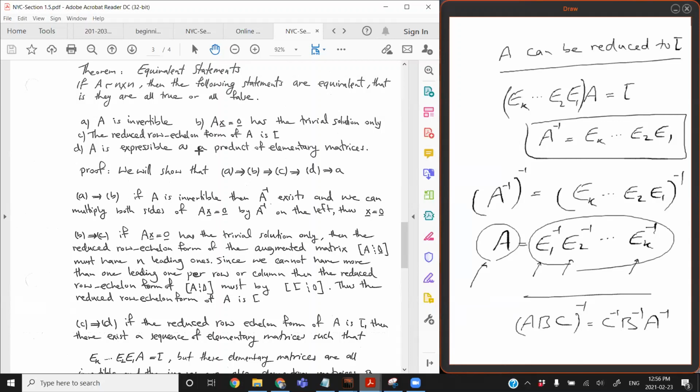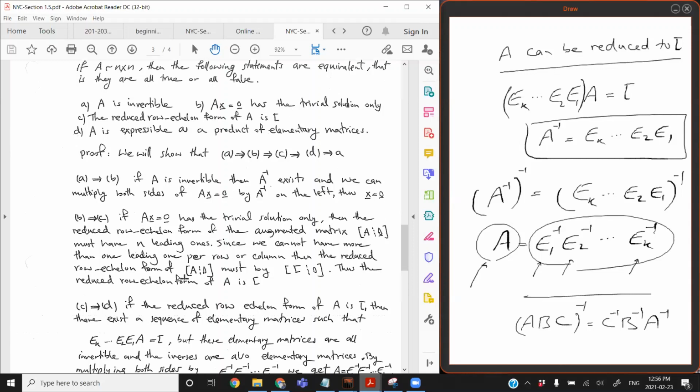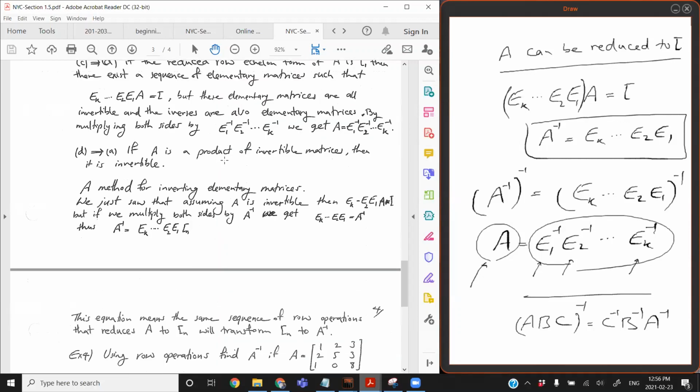That A is invertible, it has the same meaning as this homogeneous linear system has the trivial solution only. It is the same as A can be reduced to I. It is the same as A is expressible as a product of elementary matrices. So if you don't know how to prove it, that's okay, but you're expected to know the theorem. Are we good?